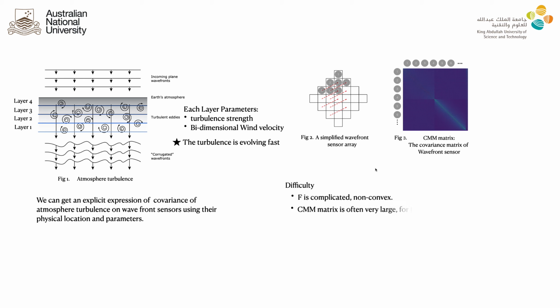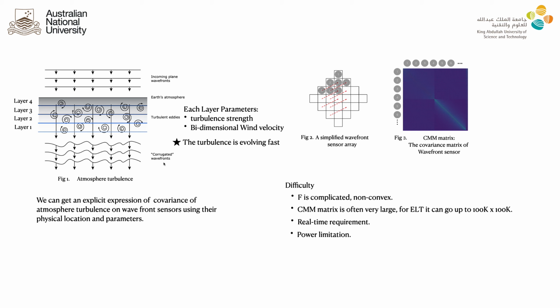The difficulty of this problem is that, first, the function f, which means the analytical expression, is complicated, and it is also non-convex. The CMM matrix is usually very large. For ELT, it can go up to 100K times 100K. And we also mentioned that we have a real-time requirement, because all the AO operation should fit inside the 2 minutes to 20 minutes.